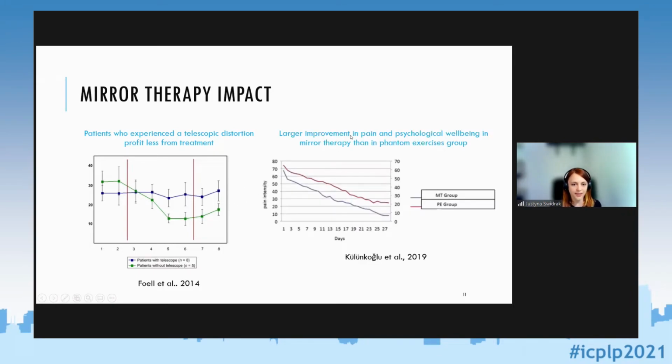On the bright side, in an RCT study, mirror therapy was found to efficiently reduce pain and improve psychological well-being of patients, which is not that often included in studies. I think that was the first study where they measured it with questionnaires, and that was compared with phantom exercises group. So both were efficient, but mirror therapy was more efficient.